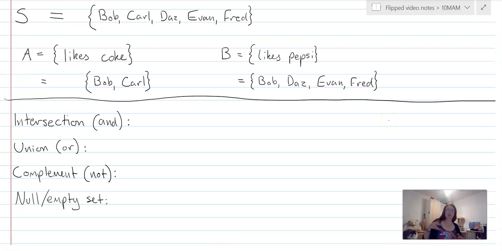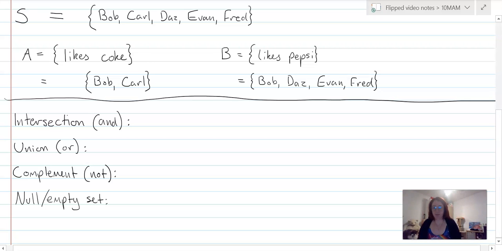Okay, so I've come up with a little set here to help explain the notation because having an example makes it a bit easier. My universal set here is Bob, Carl, Daz, Evan, and Fred. Five friends. Set A is the people that like Coke, and in that set I've got Bob and Carl. Set B are the friends that like Pepsi, and in that we've got Bob, Daz, Evan, and Fred. So there are two sets, and we've got our universal set. These are the things we're working with.